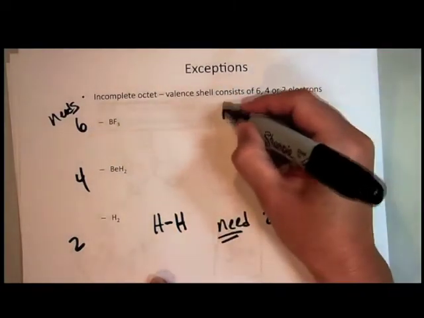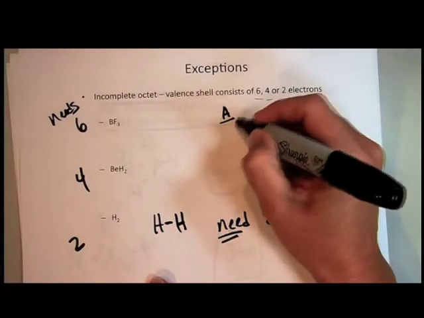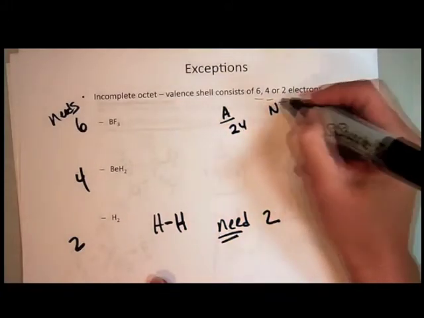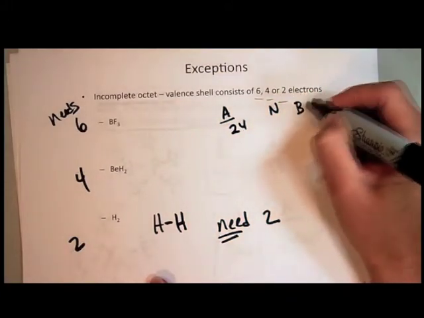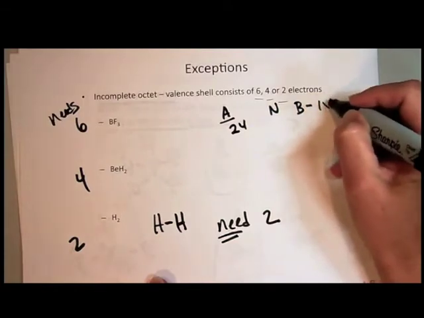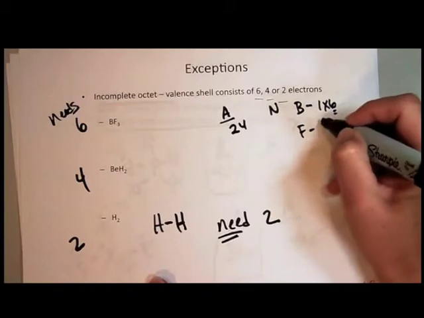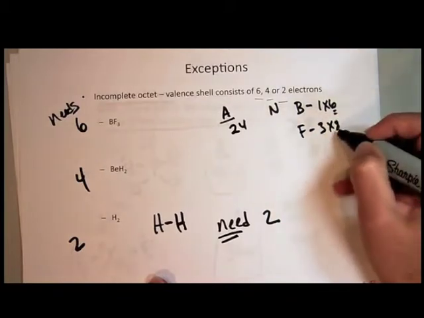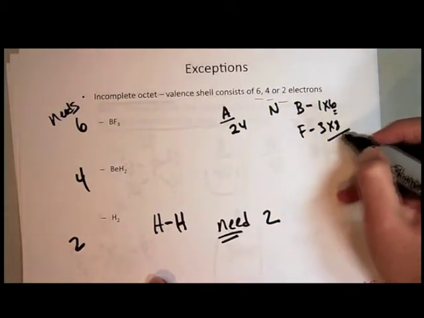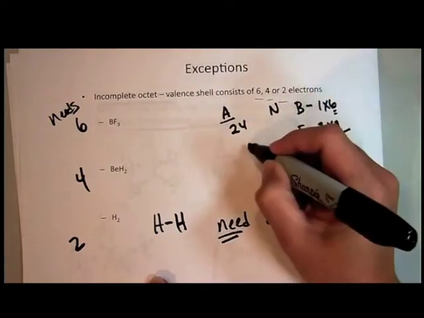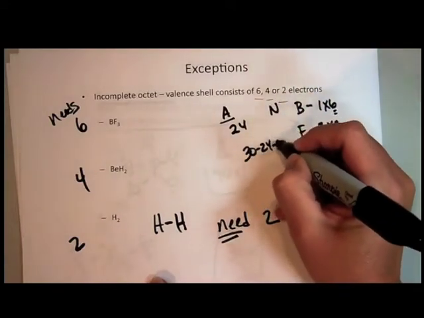The available number of electrons here in this case is 24. The needed, this is where you have to be careful. Boron only needs 6. There's 1 of them. So instead of putting 8 here, you just put a 6. Fluorine, there's 3 of them. It still needs 8. So the total number of needed here is going to be 30. And so when you do your bonding, 30 minus 24 equals 6.